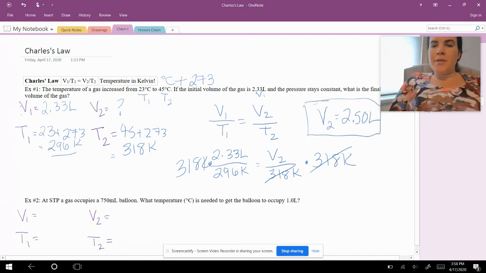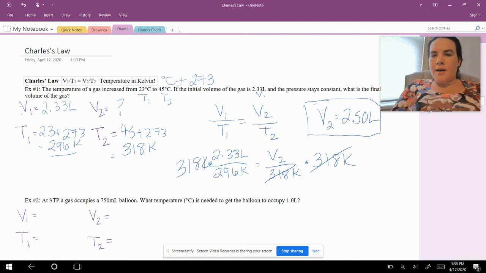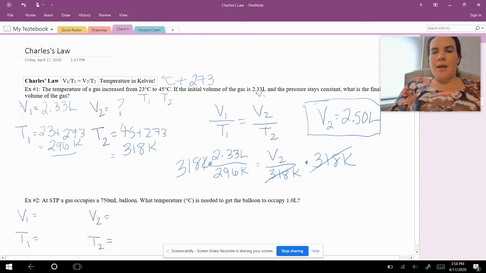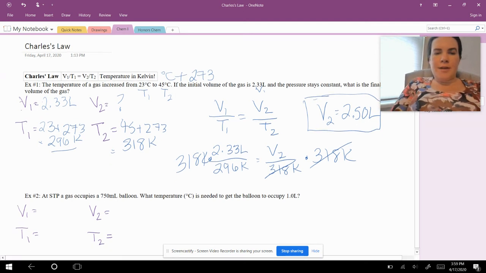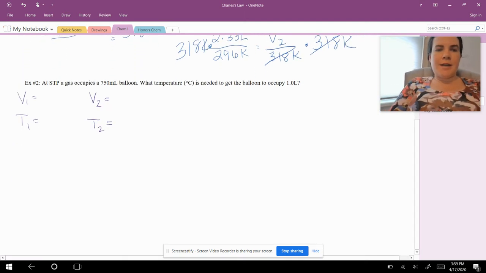So most people can do these ones. The biggest issue people run into with basically any gas law problem is that they forget to convert to Kelvin. Make sure you remember to do that any time temperature shows up. That's the biggest issue they run into. For the ones where the temperature is on the bottom, that gives people a little bit more issues with the algebra. All right, so let's scroll this down. Let's look at our second example.